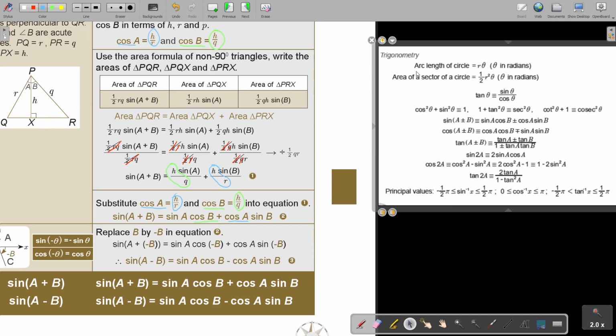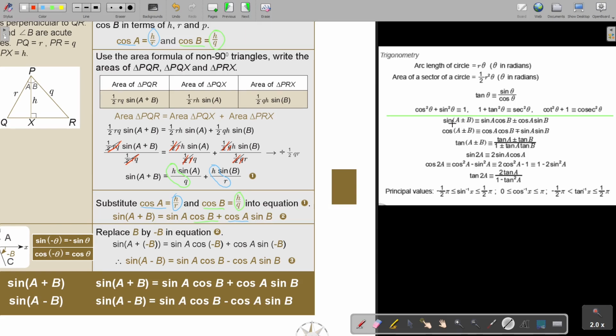Can you remember in chapter 4, we did arc length of a circle, if you forget it, in terms of radians, and then area of a sector of a circle in terms of radians. Can you remember in chapter 4, we did this? That's very nice. So if you cannot recall it, you can just look on your formula sheet. This is a nice new thing that will be in this syllabus. Okay, but now let's find this one.